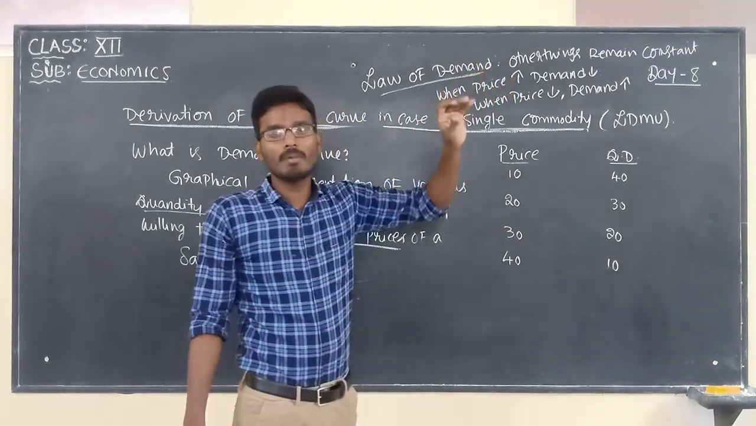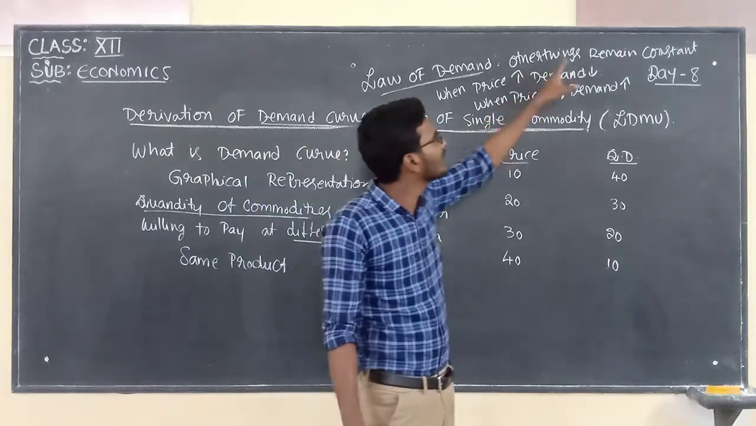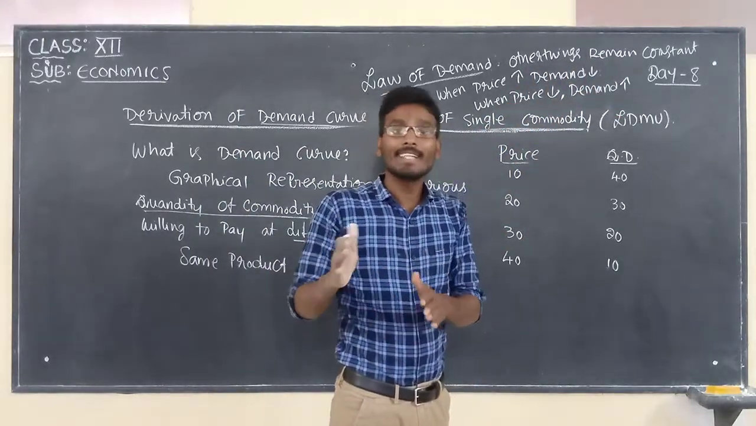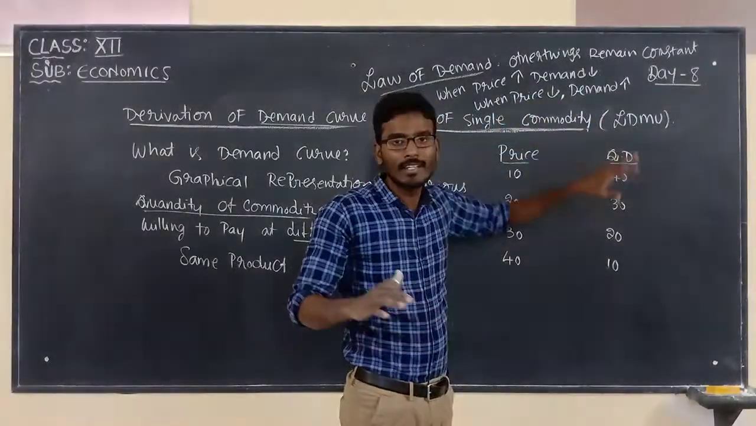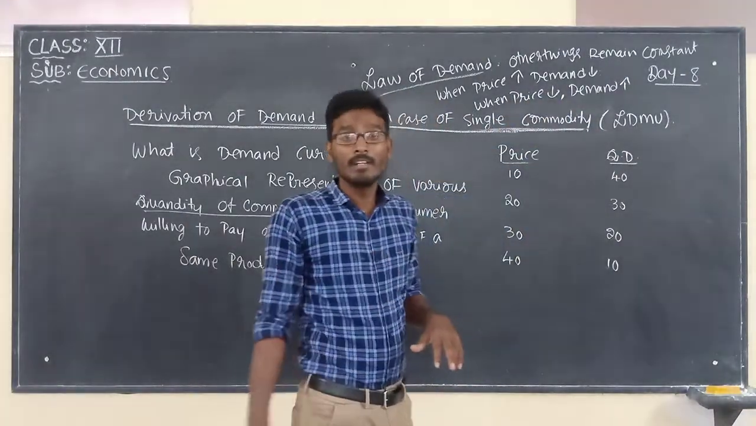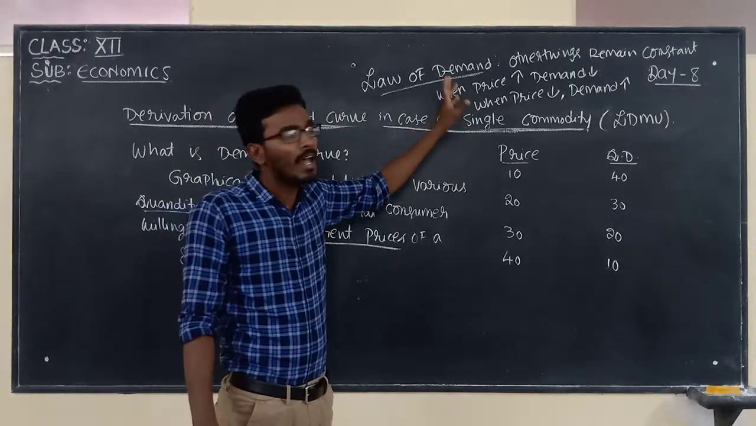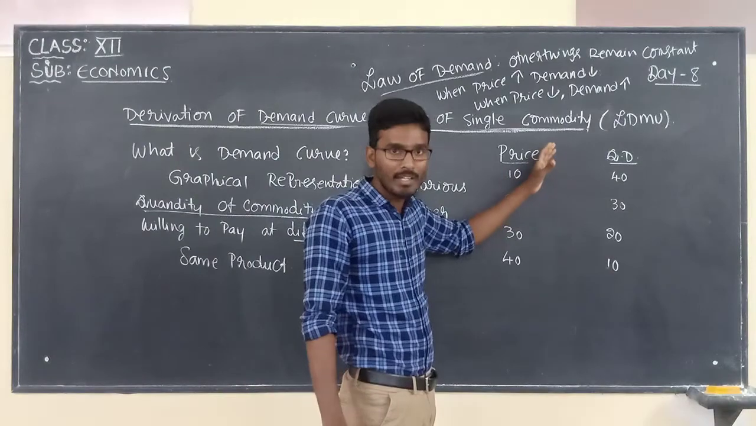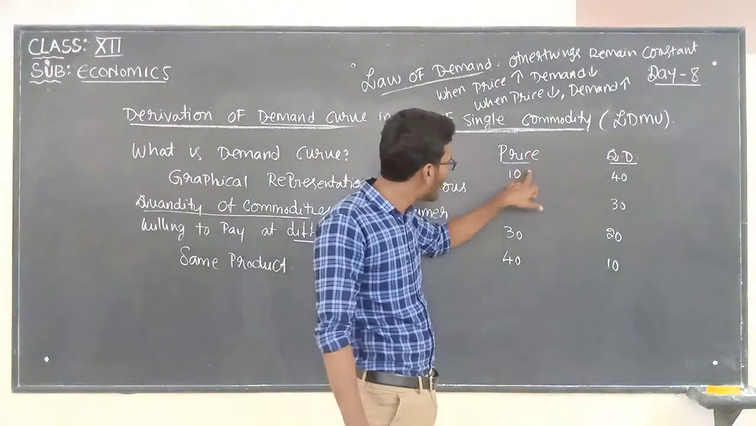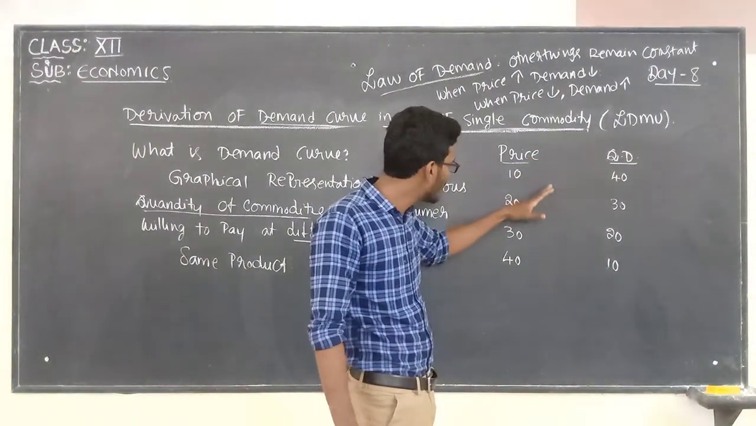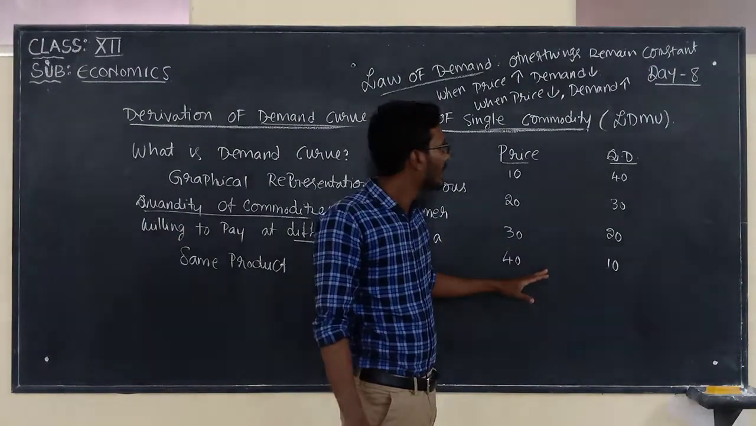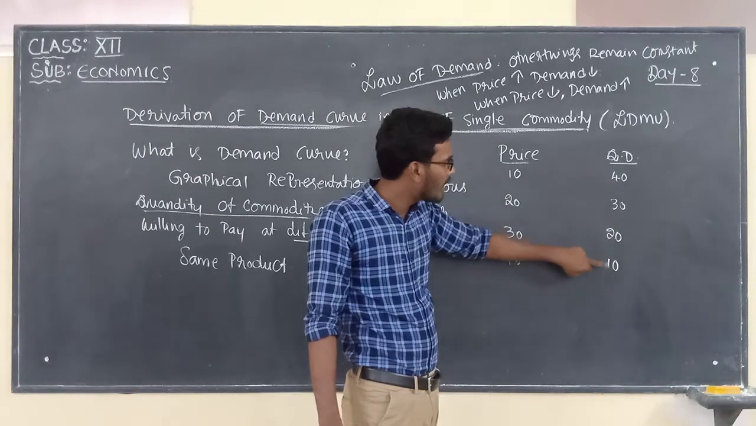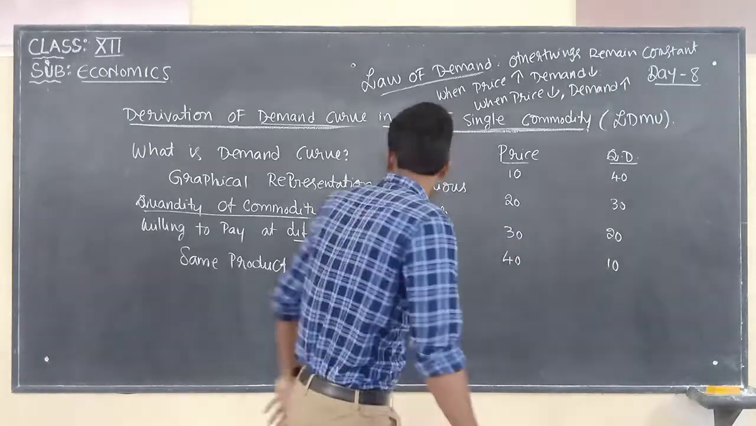So what does the law of demand mean? You must write the answer: other things remain constant, when price increases, demand decreases. In the same manner, when price decreases, demand increases. This is known as the law of demand. The same thing you observe in this table. Price keeps increasing from 10 to 20, 20 to 30, 30 to 40, but quantity demanded decreases: 40 to 30, 30 to 20, and 20 to 10.